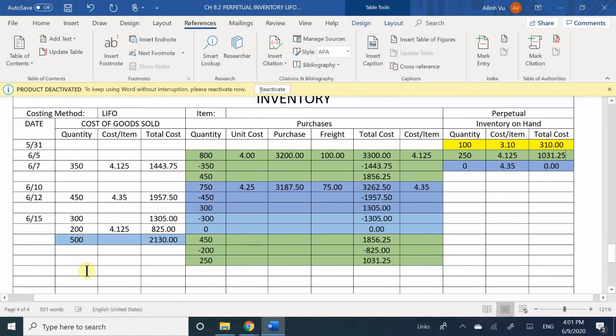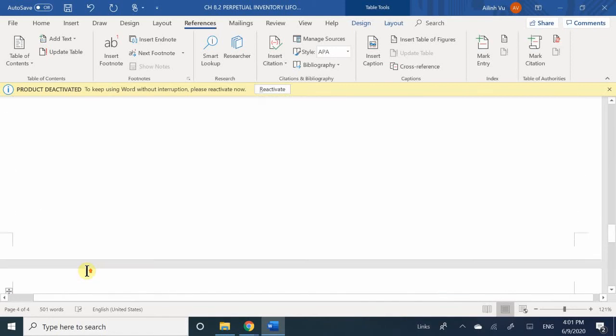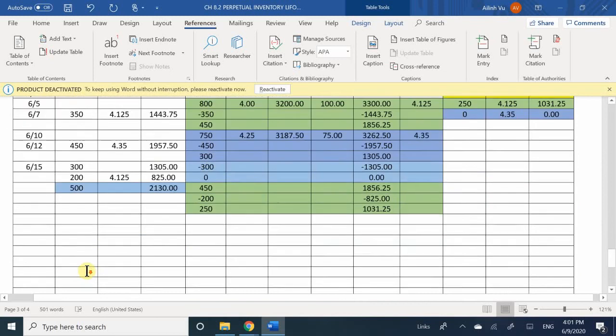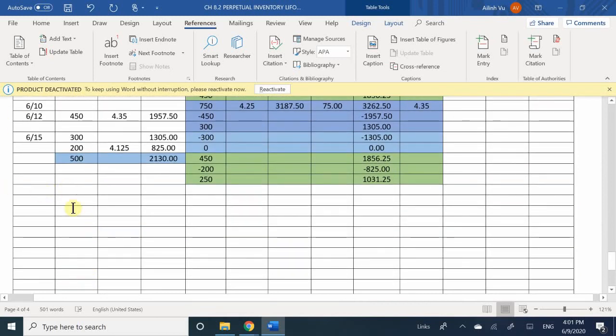Let me take a little quick breather. All right. What happened next? June 20th. On June 20th, you purchased 600 units at $4.05. Good. And freight was $20. Yes, June 20th. We purchased 600 items at $4.05. And our freight was $20, you said?